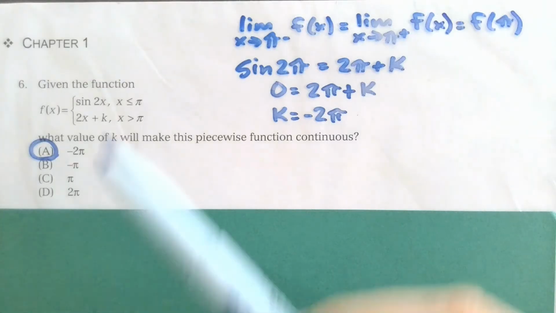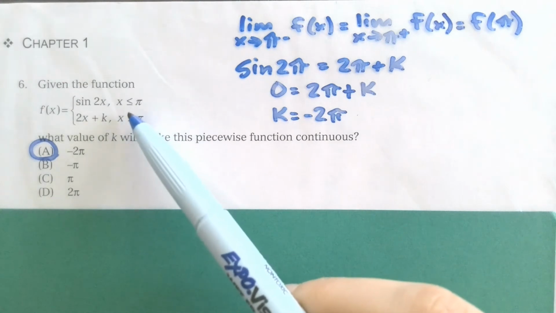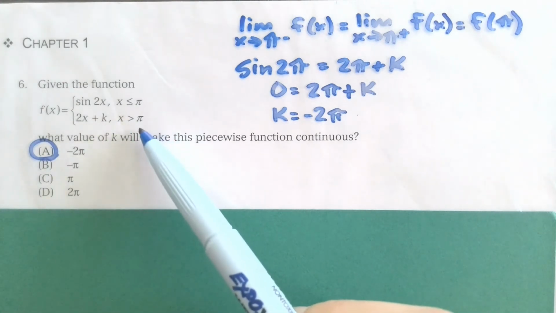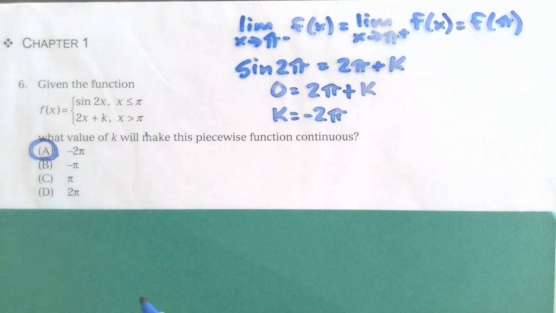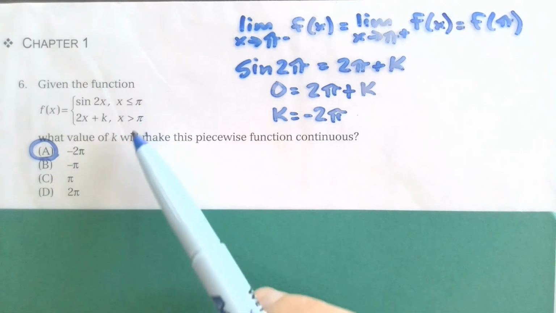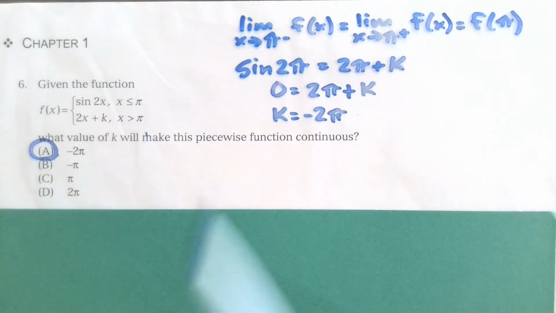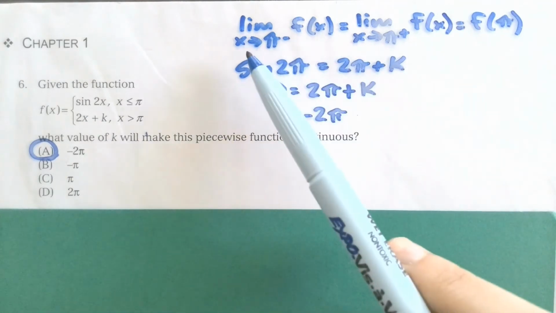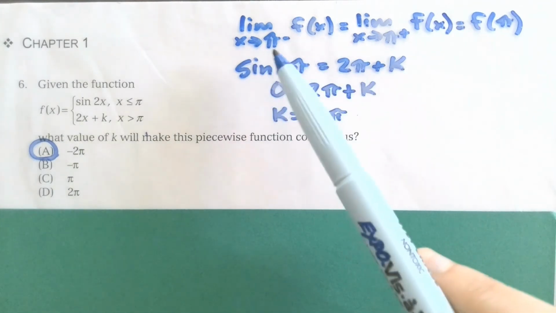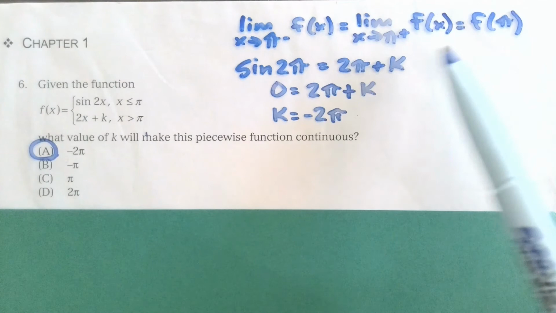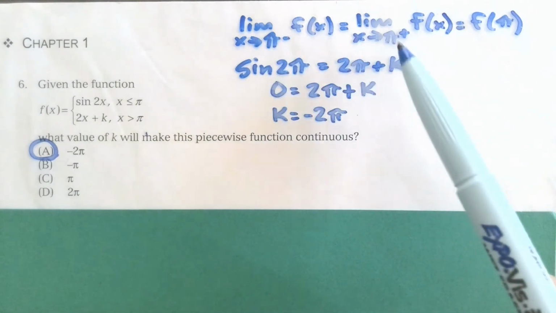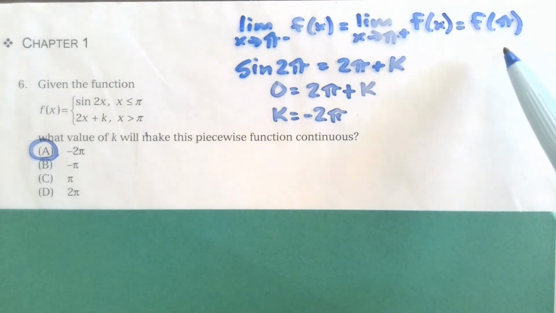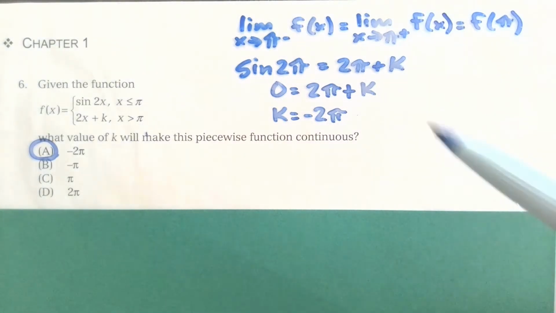So this example is defined where we've got a piece to the left of pi and a piece to the right of pi. So instead of having the hole in one of these functions and plugging it in, we're trying to make sure that the left approaches the same value as the right approaches. So I didn't do this on the last one, but it really is a smart idea if you're trying to show this in a free response problem to make this statement at the beginning that the limit from the left of pi has to equal the limit from the right of pi has to equal f of pi. Just so that you're telling the grader, I understand what I'm looking for.